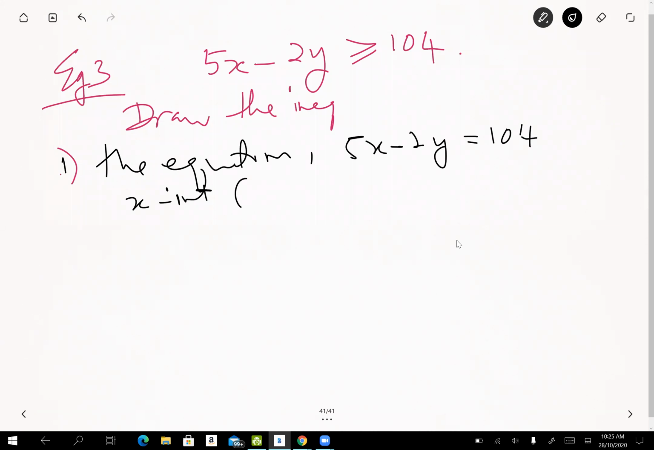20.80. 20 point what? 20.80. Okay. So make sure you show how to get it. I do it this way so that we can save some time. Then the y-intercept, 0.52. Okay, that one is easy to get.